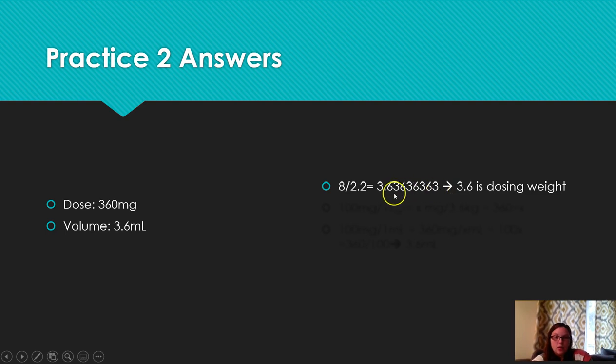Don't look at that. To figure out how to round to the first place, you're going to look at the second. If this is under 5, which it is, you're going to leave it at 3.6. If this was 3.67, I would round the dosing weight to 3.7. Okay?